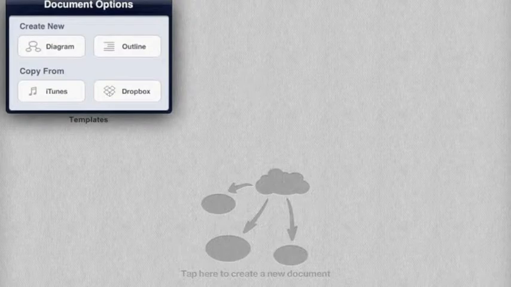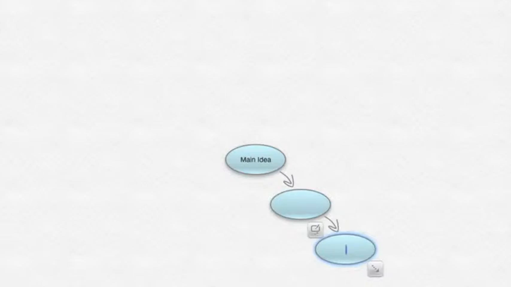You just tap to create a new document. You can choose diagram or outline. And then you can add ideas just by touching that little arrow, or if you don't want to take the time to add each circle individually, you can press the little lightning mark up in the corner and add ideas very quickly.